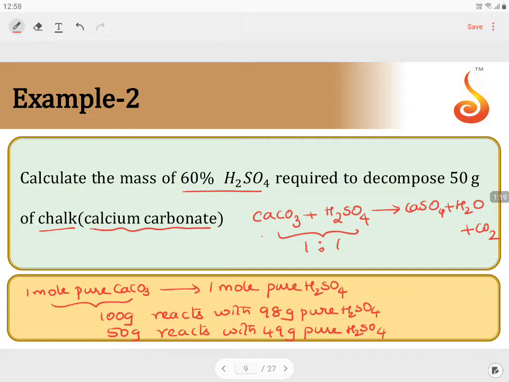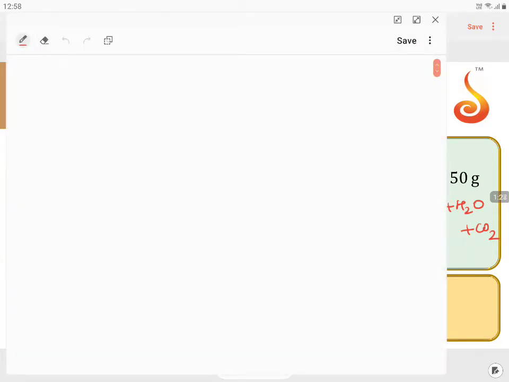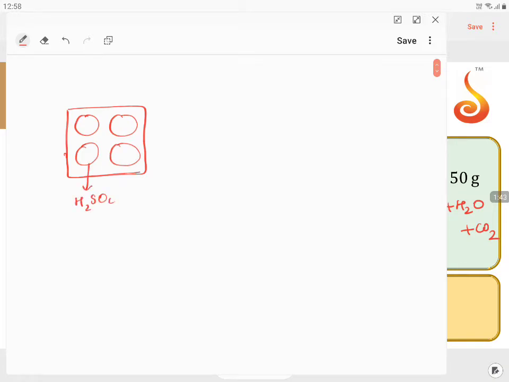So let me explain this concept. If you have a pure sample, let us imagine all are H2SO4. Each one is H2SO4, and each H2SO4 can react. If this is the pure sample, it is going to react completely with CaCO3.